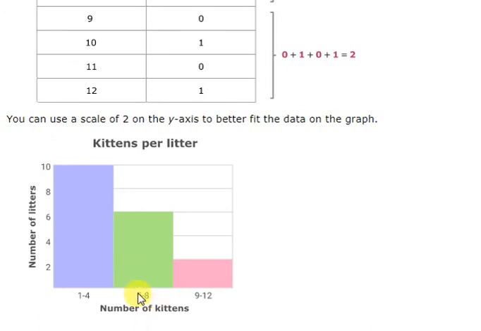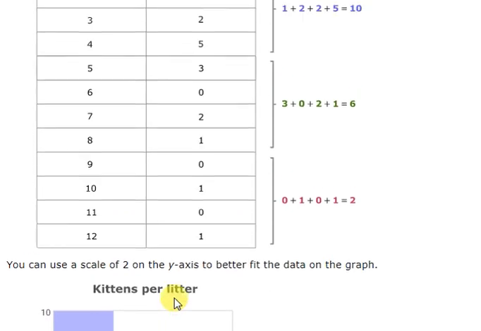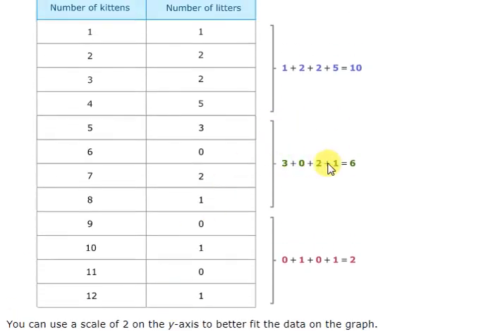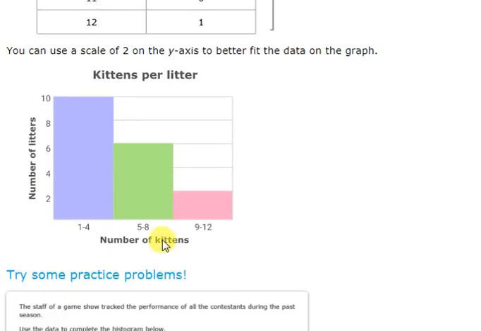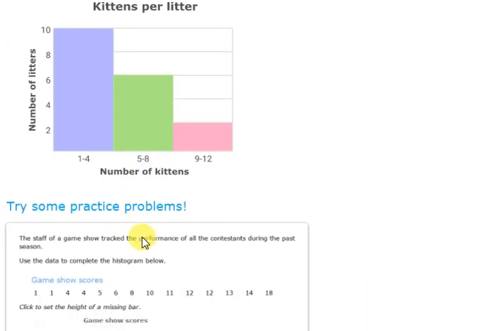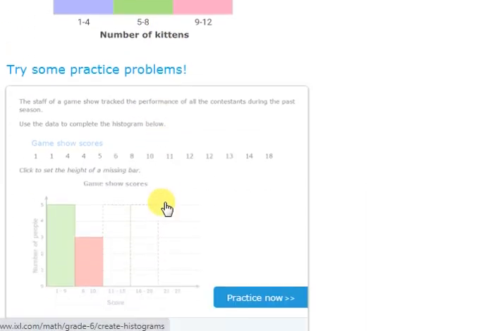Similarly, we count the number of litters between 5 and 8. So we have counted between 5 and 8, they are 6. So we have made a bar up to 6. So this is a very simple way that you can make a histogram. I hope you have understood this. So let's practice on IXL now.